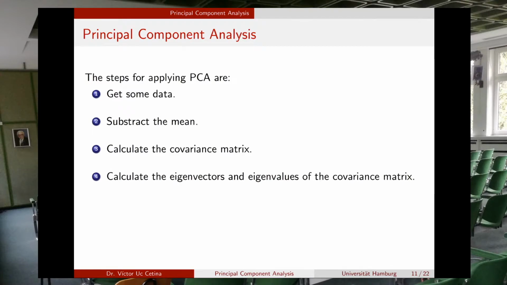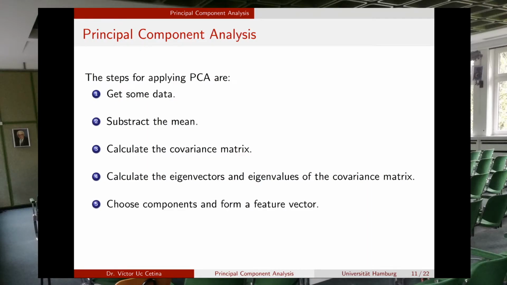Then you calculate the eigenvectors and the corresponding eigenvalues of this covariance matrix. This can be done using any programming language nowadays. It's just a command that you need to give the matrix, and you will be given as a result the eigenvectors and the corresponding eigenvalues. Remember that if you are working with a covariance matrix of dimension n, you will get n eigenvectors and the corresponding n eigenvalues.